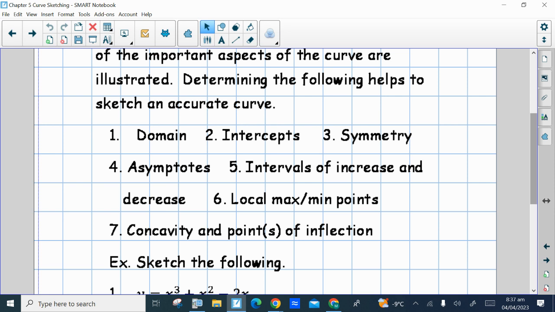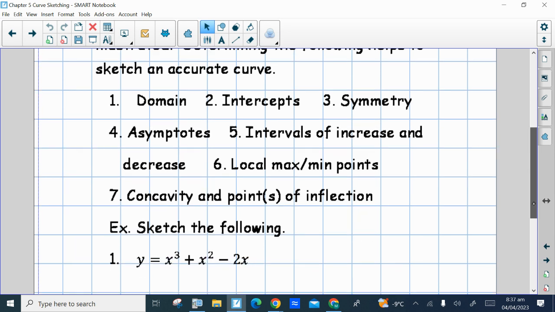X-intercepts are where y is 0, y-intercepts are where x is 0. We will only use the symmetry if it's a last resort. If after we've done everything else, we're still not 100% sure what the graph looks like, then we'll use that symmetry. Remember, symmetry is if f at negative x is equal to f at x, then it's symmetrical about the y-axis. y equals x squared is the simplest example of that. If f at negative x equals negative f at x, then it's symmetrical about the origin. But again, we'll only use that if we absolutely need it.